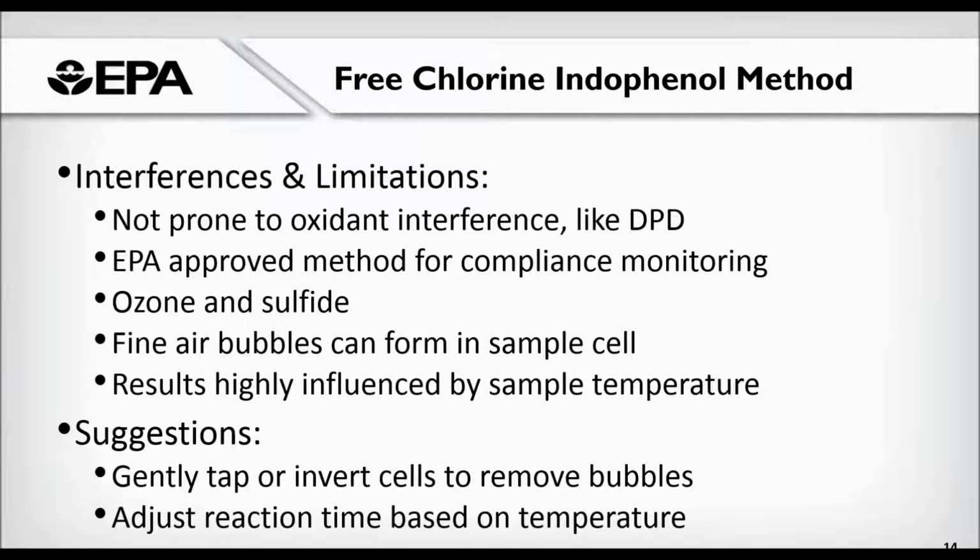This method's a little different. It uses plastic sample cells, and like I mentioned earlier, those are prone to having some issues. In particular, you can get fine air bubbles that will form on the inside of the sample cell, and that's pretty common with this method. So what you can do to compensate for that is slowly invert the sample cell or shake it prior to analyzing the sample. And the endophenol reagent is very temperature dependent, so we recommend checking the manufacturer's standard operating procedure to determine the appropriate reaction time depending on the temperature of your sample.